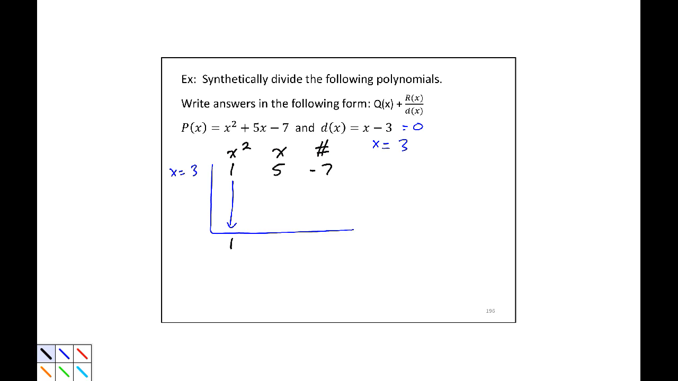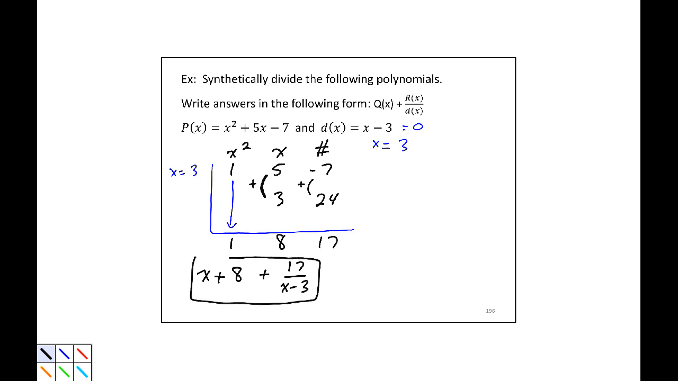Now I'm going to perform 3 times 1, which is 3. Add these two to be 8. Multiply 8 by 3 to be 24. Put that here. Add these two. That will be positive 17. So my answer is 1x plus 8, or x plus 8, plus 17, that's my remainder, divided by my original divisor, x minus 3. So x plus 8 plus the fraction 17 divided by quantity x minus 3.